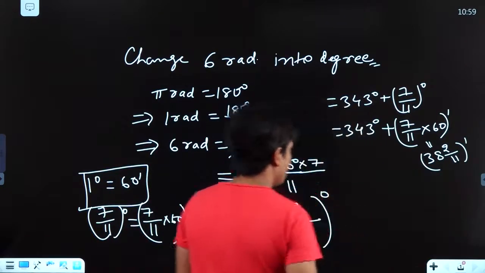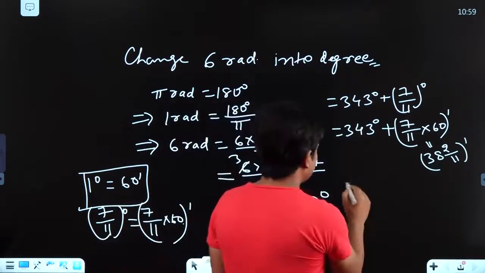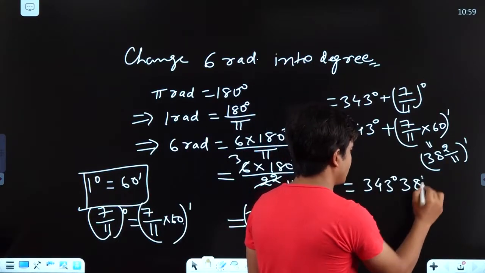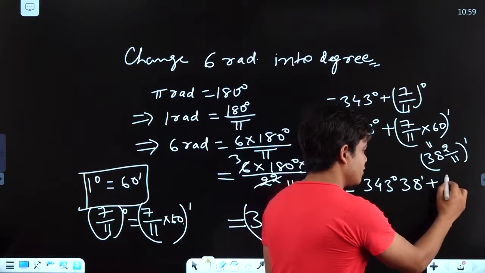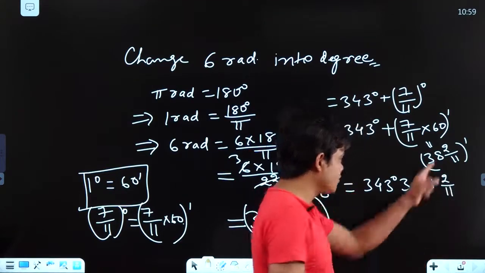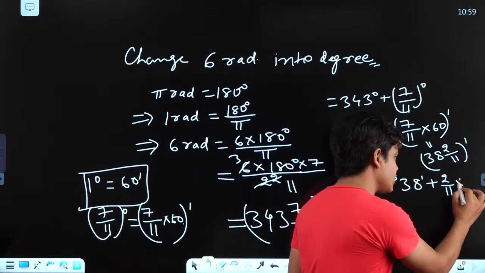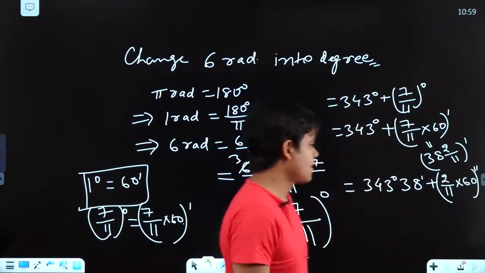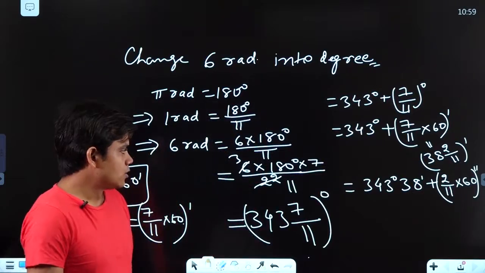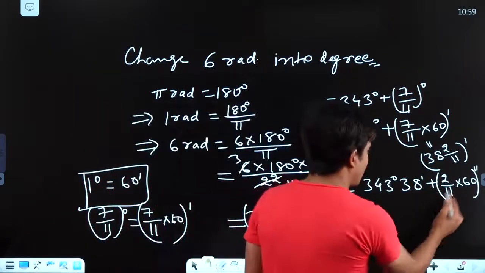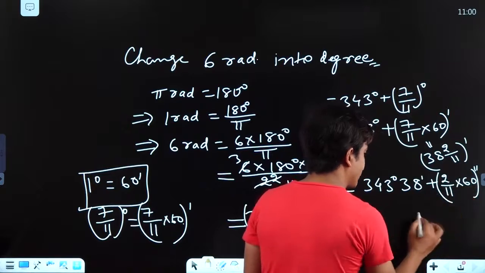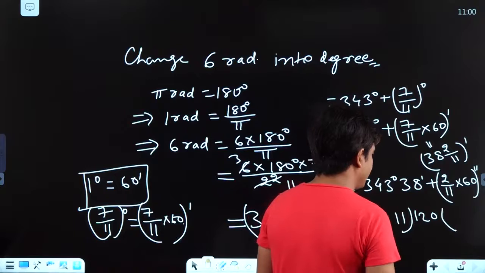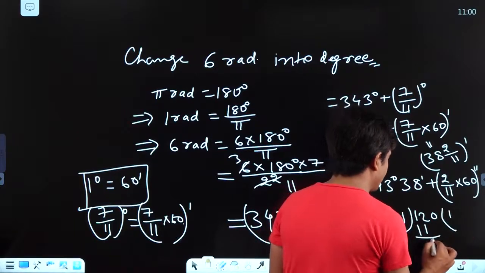And now we can write it as 343 degrees, 38 minutes, but wait, 2 by 11 is there. So I have to change it into seconds. So 2 by 11 into 60 seconds. All right. So now we have to multiply 2 and 60, which is 120, and we will divide it by 11.